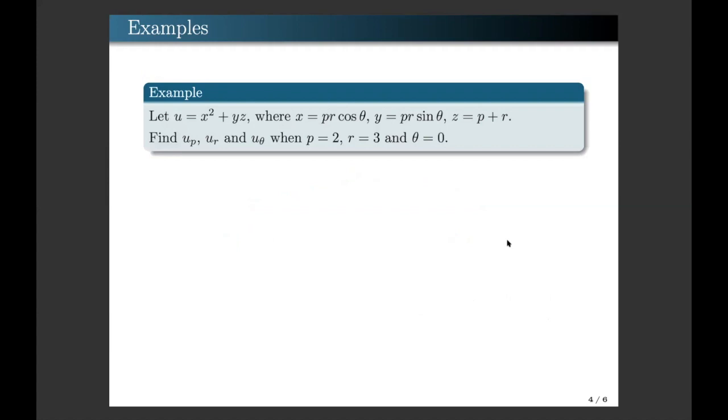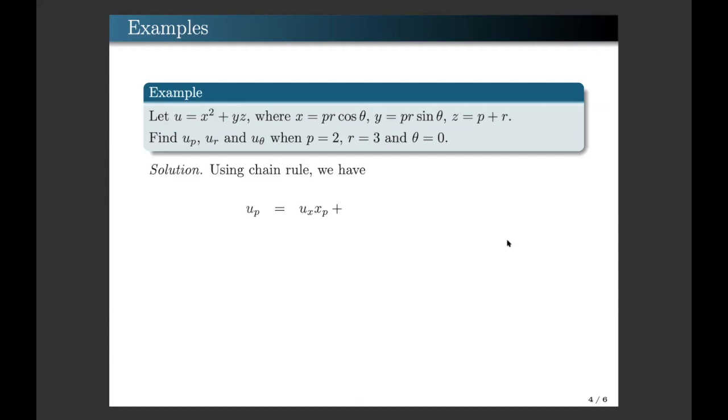Right, so we'll look at another example here. Let u be equal to x squared plus yz, where x is equal to pr times cosine theta, y is equal to pr times sine theta, and z is equal to p plus r. We want to find the partial of u with respect to p, the partial of u with respect to r, and the partial of u with respect to theta, when p is equal to 2, r is equal to 3, and theta is equal to 0. So how do we solve this?